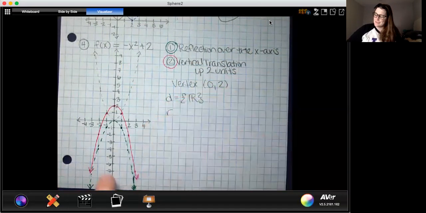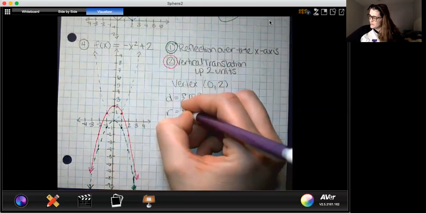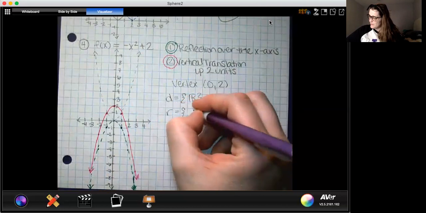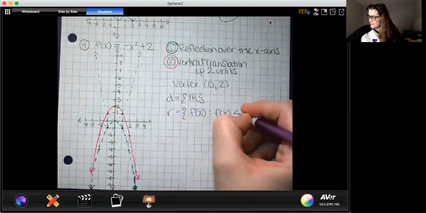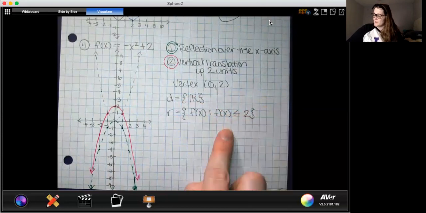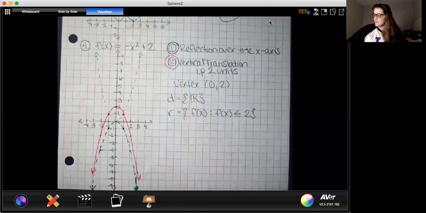Our range, there's definitely a restriction, but it's a little bit different than before because our graph is upside down. All our points are smaller than 2 versus greater. So therefore my range would be f of x such that f of x is less than or equal to 2. Because it's upside down, because we have a reflection, all my points are going into the negative values versus where we're normally going up to the positive values. So now we have less than or equal to 2. And remember that 2 comes from that vertex.